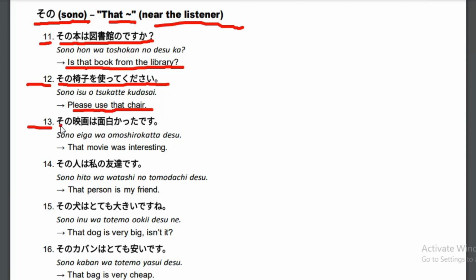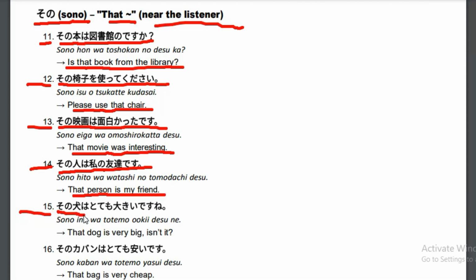The next example is sono eiga wa omoshirokatta desu, means that movie was interesting. The next example is sono hito wa watashi no tomodachi desu, means that person is my friend. The next example is sono inu wa totemo ookii desu ne, means that dog is very big, isn't it? The next example is sono kaban wa totemo yasui desu, means that bag is very cheap.